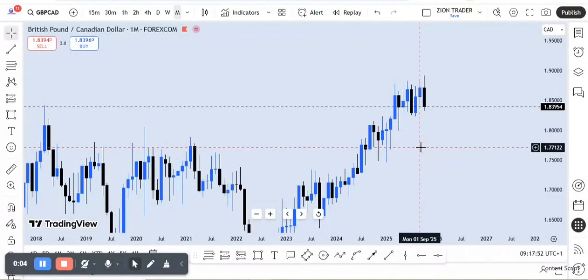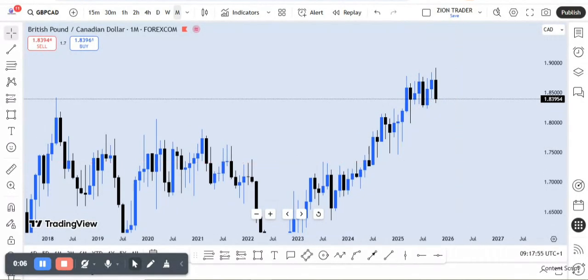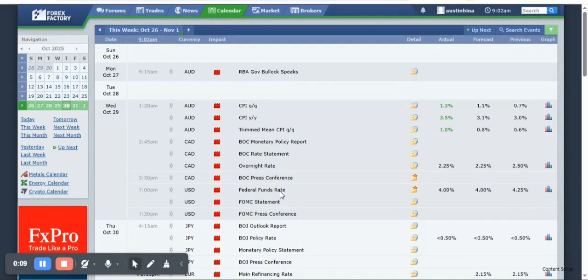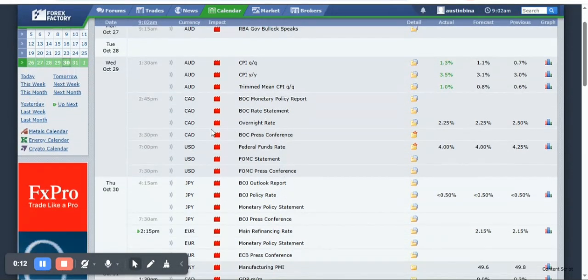So today we'll be analyzing GBPCAD, right? So first, let's go to our Forex Factory. Let's see what we have in the fundamentals. Since we're analyzing GBPCAD, we want to pay attention to GBP and CAD, right?